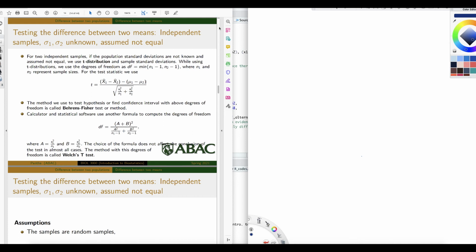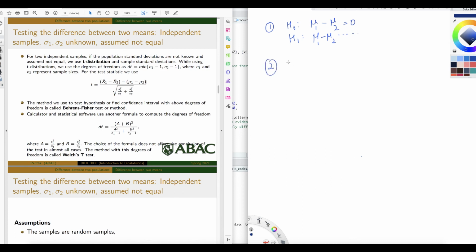All the steps of the hypothesis testing are the same. Step number 1 will be writing H0 and H1. Since we are comparing the two means, the null hypothesis is mu1 minus mu2 equals 0, and the alternative hypothesis will be one of: mu1 minus mu2 greater than 0 for the right tail test, less than 0 for the left tail test, or not equal to 0 for the two-tailed test.